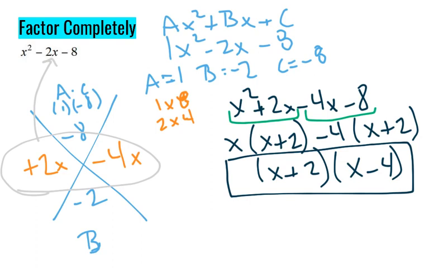So let's spice it up a little bit. Let's say we had 7x squared plus 9x plus 2. So we're going to use that same exact process that we used on the original problem. If we need to, let's write down our a, b, and c. Our a is going to equal 7, our b is going to equal 9, and our c is going to equal 2.